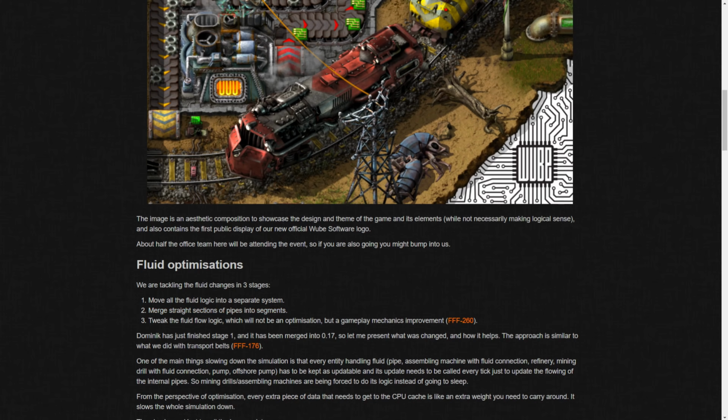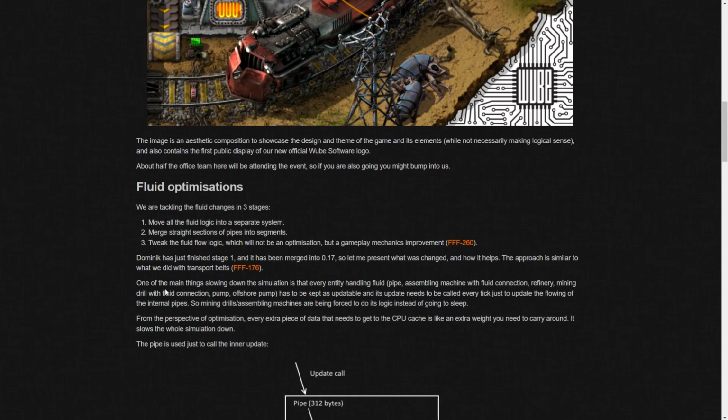So Dominic has just finished stage 1 and it has been merged into 0.17, so let me present what was changed and how it helps. The approach is similar to what we did with transport belts. One of the main things slowing down the simulation is that every entity handling fluid, pipe, assembling machines with fluid connection, refinery, mining drill with fluid connection, pump, offshore pump, etc. has to be kept as updatable, and its update needs to be called every tick just to update the flowing of the internal pipes. So mining drills and assembling machines are being forced to do their logic instead of going to sleep.